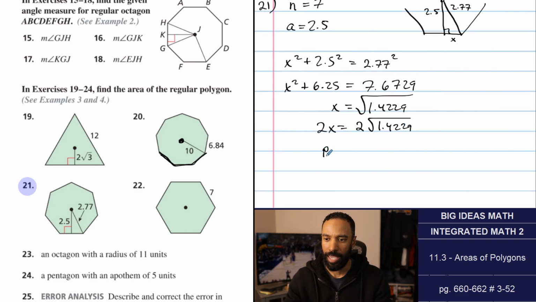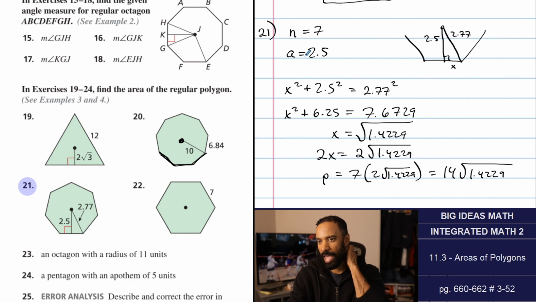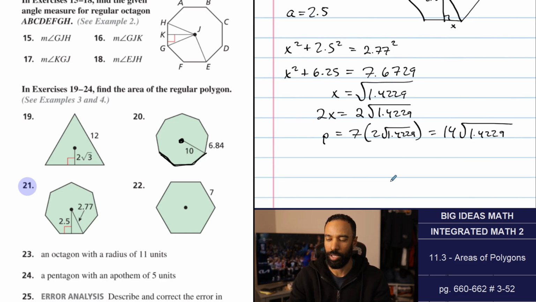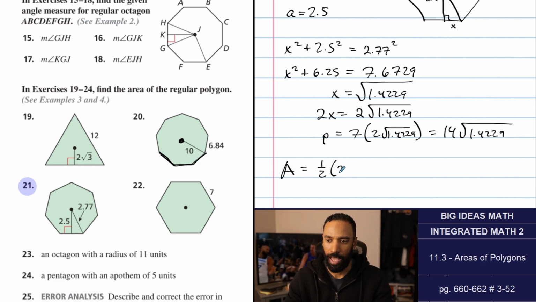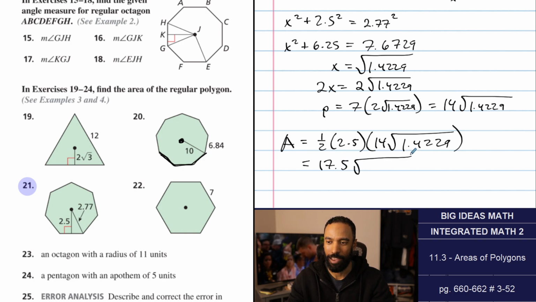So the perimeter is 7 times 2 root 1.4229, or 14 root 1.4229. So let's leave it exact. So we have an apothem of 2.5, a perimeter of 14 root 1.4229. The area of this regular heptagon is 1/2 apothem times perimeter. And remember, all this is exact still based on what we have. Half of 14 is 7. 7 times 2.5 is 17.5. I kind of want to write that first. 17.5 root 1.4229. I believe that's right.